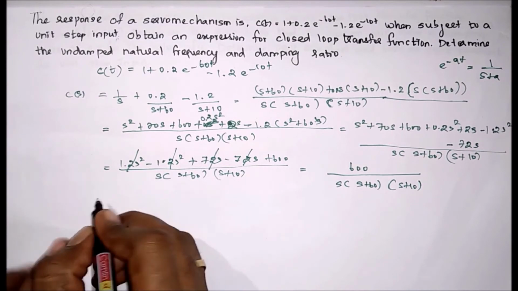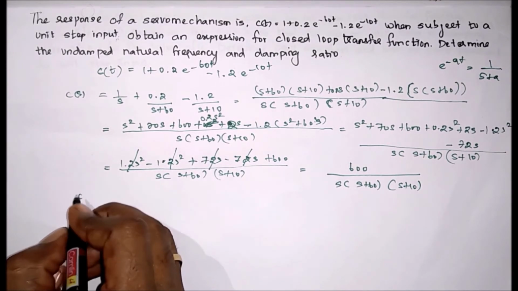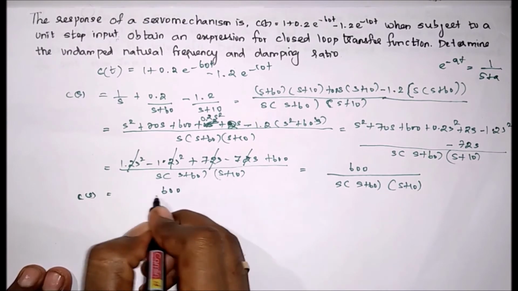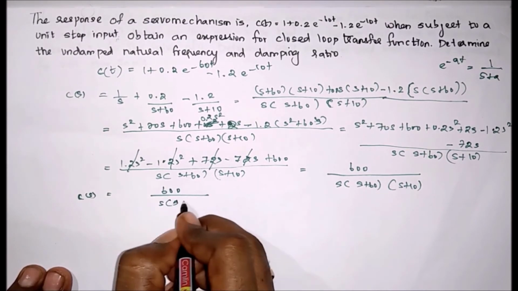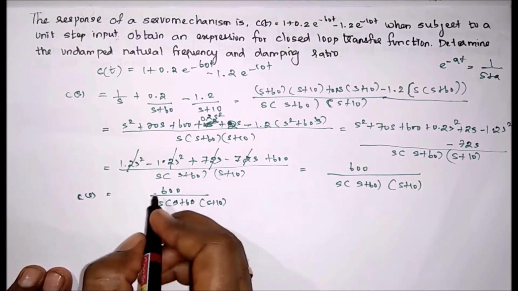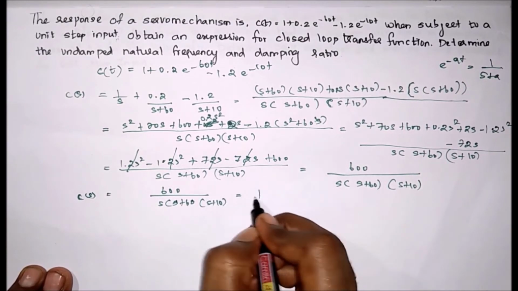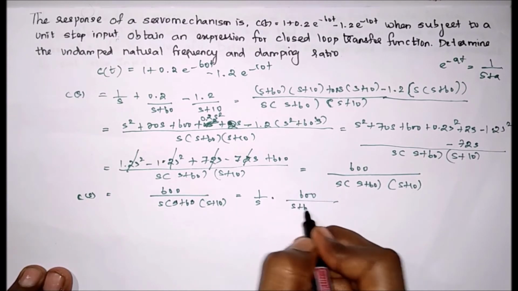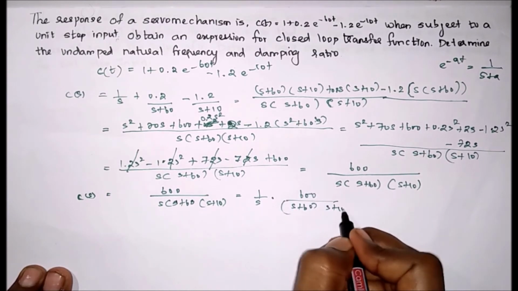So this is the output, therefore C of s equal to 600 divided by s into s plus 60 into s plus 10. Now we can rewrite this as 1 by s into 600 divided by s plus 60 into s plus 10.